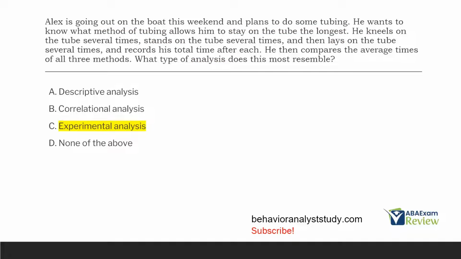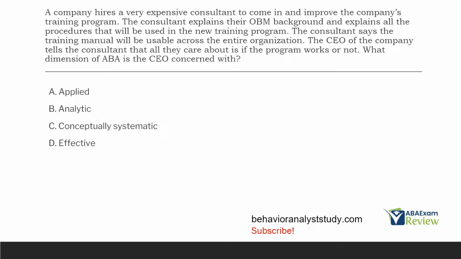A company hires a very expensive consultant to come in and improve the company's training program. The consultant explains their OBM background and explains all the procedures that will be used in the new training program. The consultant says the training manual will be usable across the entire organization. The CEO of the company tells the consultant that all they care about is if the program works or not. What dimension of ABA is the CEO concerned with?